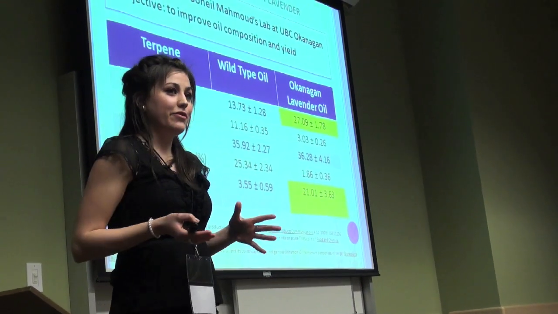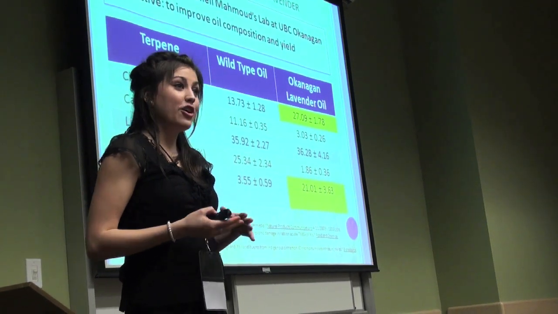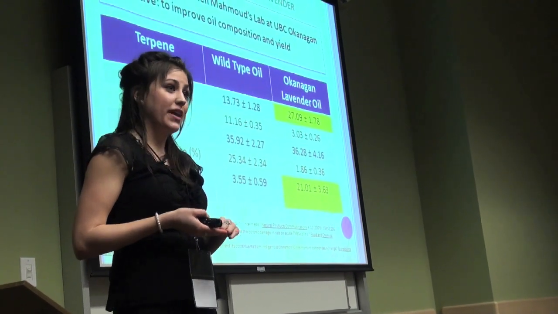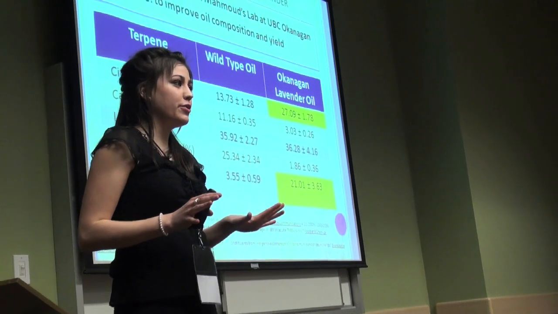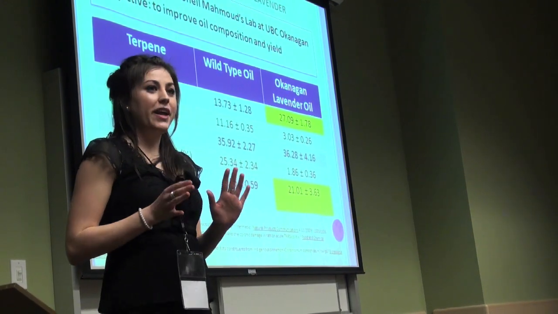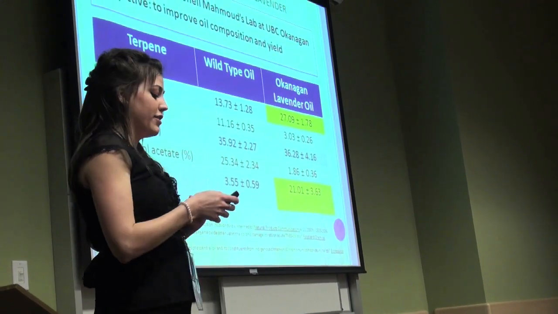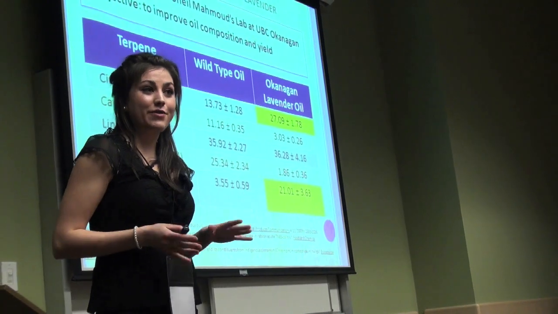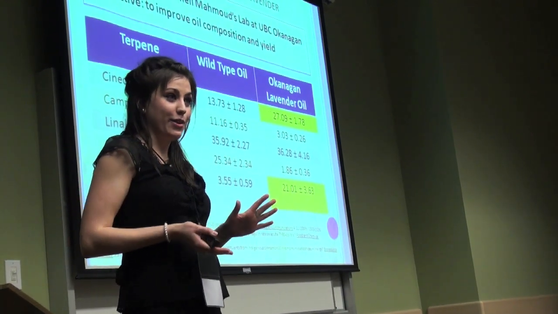So we used a type of lavender called Lavandula x intermedia, cultivar Okanagan lavender. It was developed in a lab at UBC Okanagan by Sohail Mohammed. So they set out to improve the oil composition and the yield. One of their main objectives was to decrease the concentration of linalool acetate because it's unstable and it's actually found in quite high concentrations in the wild type oil.